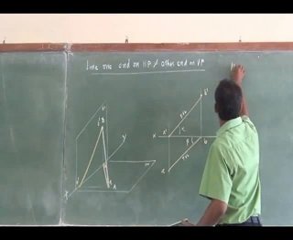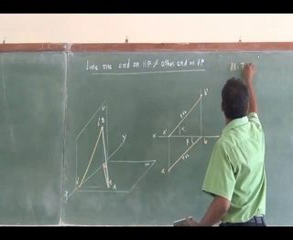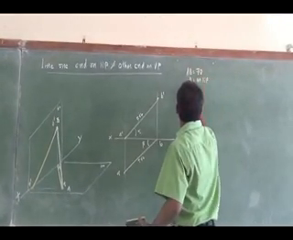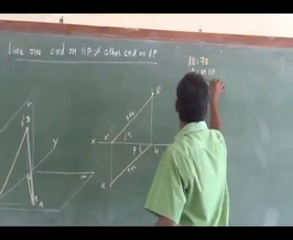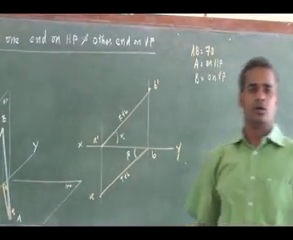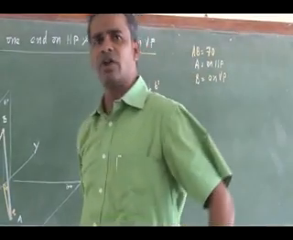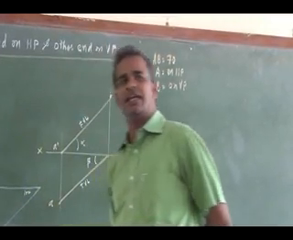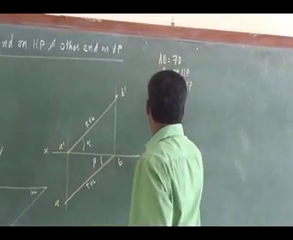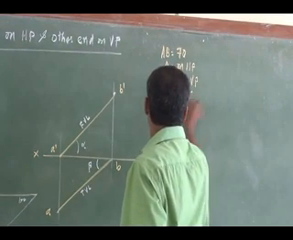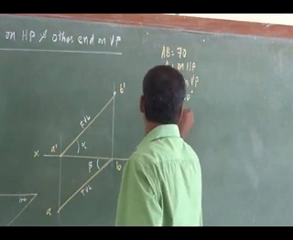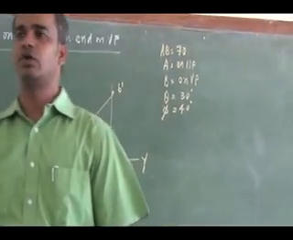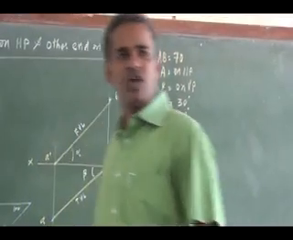AB of length 70 mm. End A is on HP. End B is on VP. Draw the projections of the line if the line is 30° inclined to HP and 40° inclined to VP. So how am I going to solve this problem?